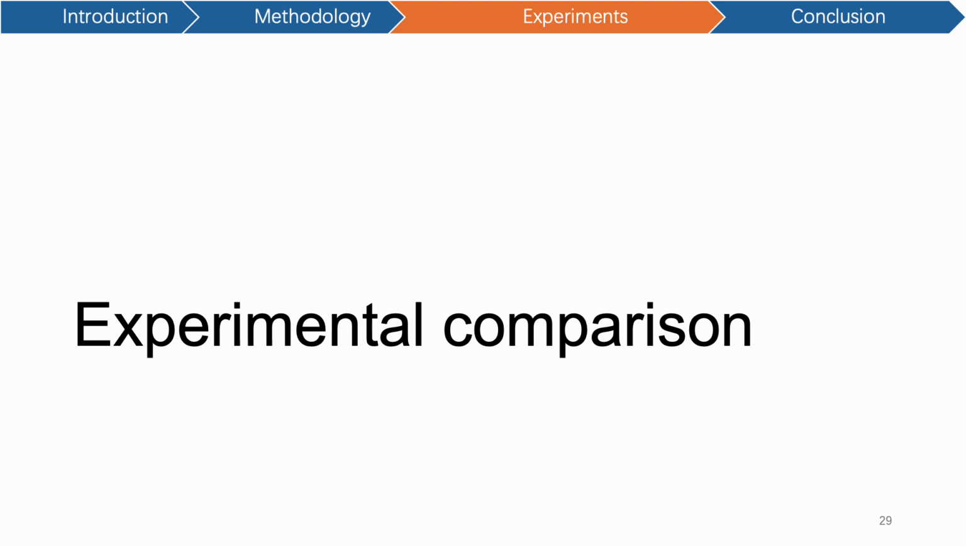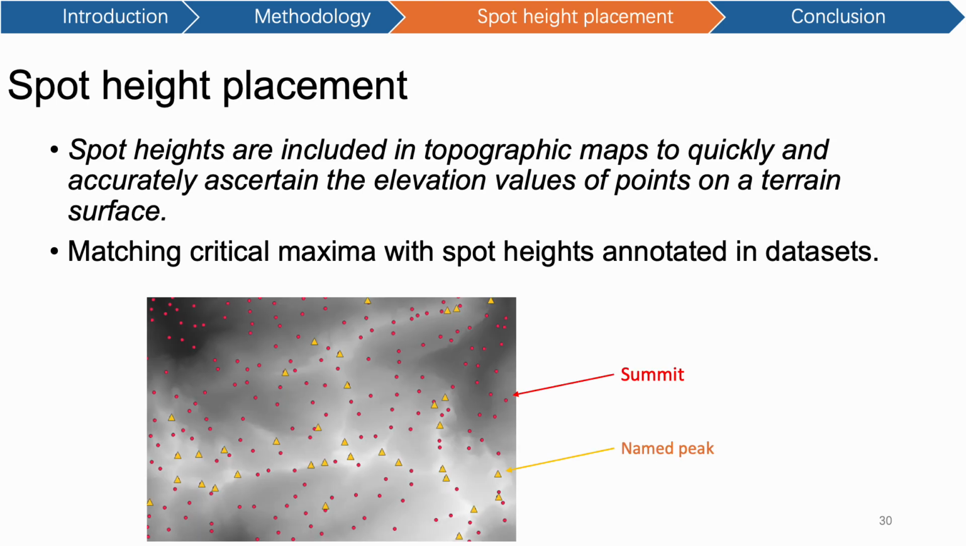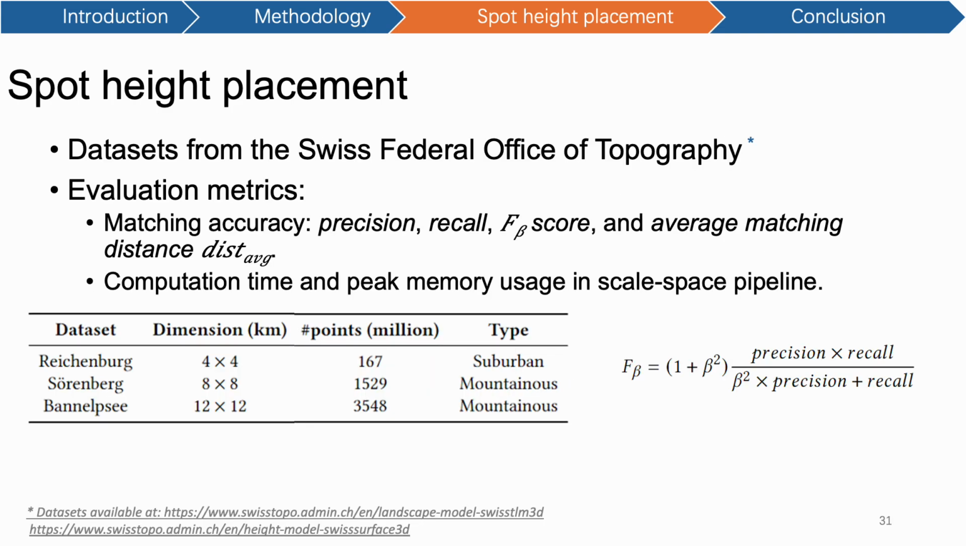We conduct an experimental comparison with the previous grid-based method, and we will briefly go through this section here. Spot heights are used in topographical maps to indicate the local terrain elevation. Cartographers have developed design principles for the manual selection of spot height locations. In the experiment, we match critical maxima with spot heights in the datasets. Experiments are conducted on 3 different point cloud datasets of Switzerland. They are of various scales and topographical types.